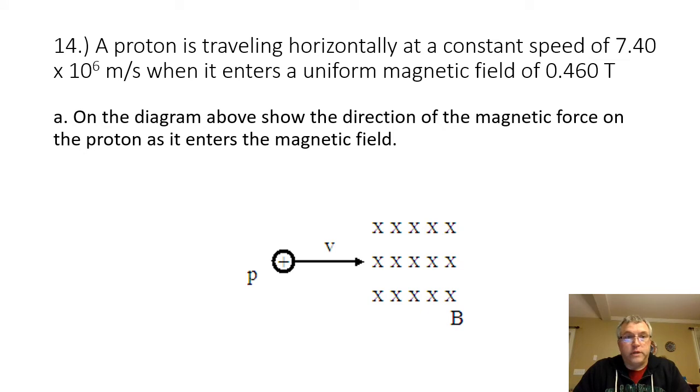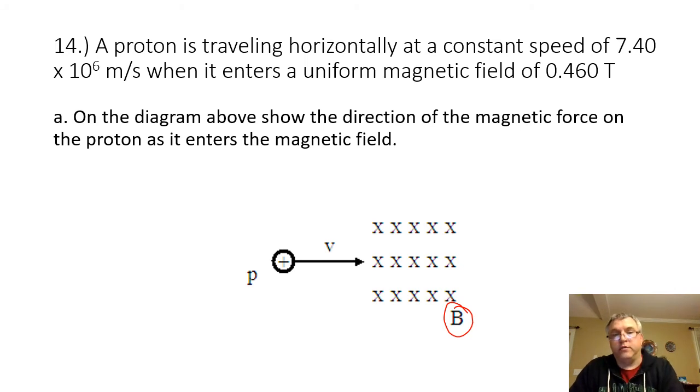Problem number 14. A proton is traveling horizontally at a constant speed of 7.40 times 10 to the 6 meters per second when it enters a uniform magnetic field of 0.460 Tesla. And they give us a diagram which shows us that the magnetic field is in the negative z direction because of those x's. It tells me that it is pointing into the screen.